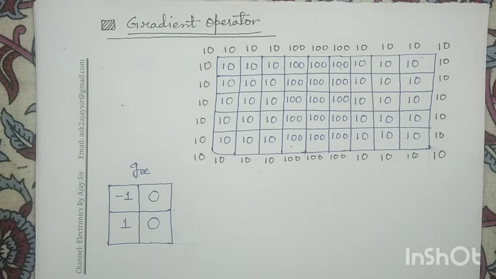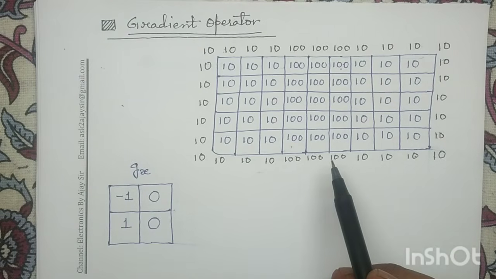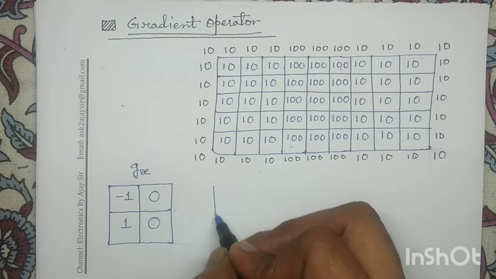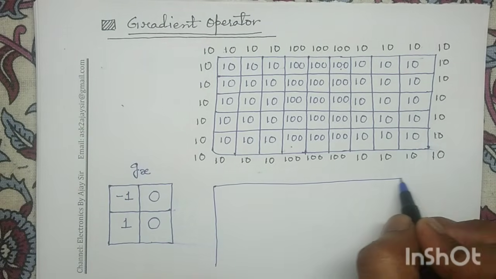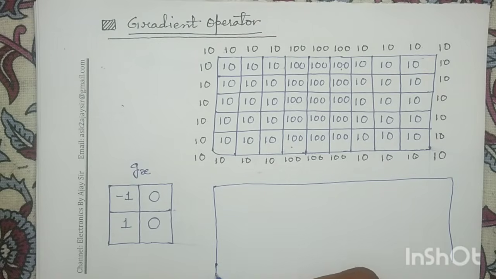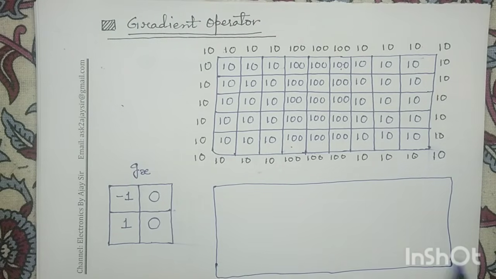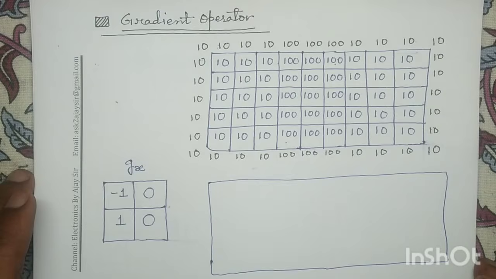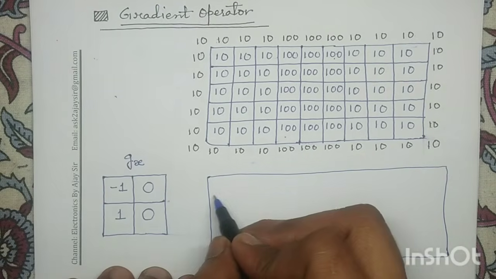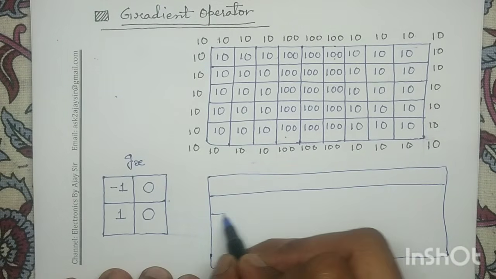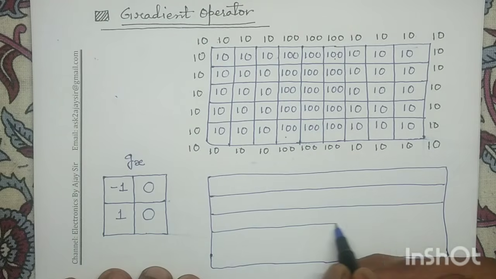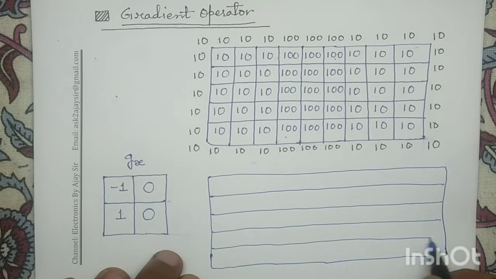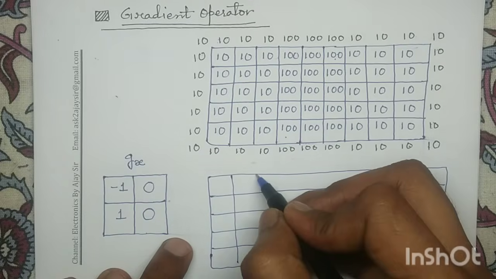Similar to our previous examples, in order to write the response of this operation, I will draw an output image having the same dimension as the given input image, that is 5 cross 9. So let me draw an output image having the dimension 5 cross 9, that is 5 rows and 9 columns.